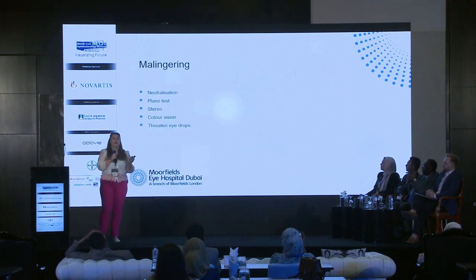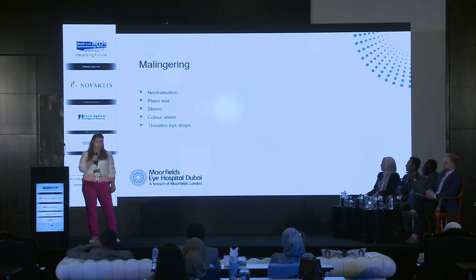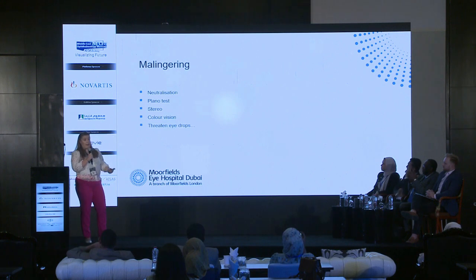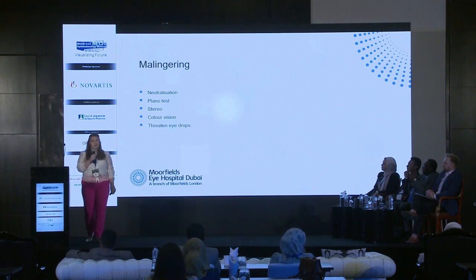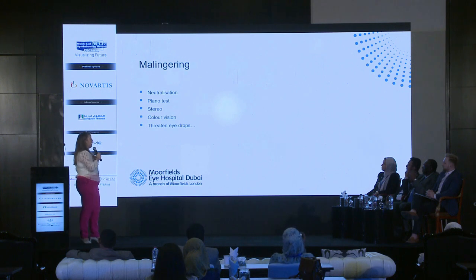If their vision is that bad, they really shouldn't have any stereopsis, okay? And color vision is quite a clever one. Sit back from them with their color vision chart. Can you read the numbers? Tell me what the numbers are. If they're reading that, when you're a meter, 2 meters back, they're probably lying about their eyesight. Threaten eye drops is a personal favorite of mine. If you can't see this, we're gonna have to use those eye drops, you know, the ones you don't like. And sometimes that's enough to get the vision moving.